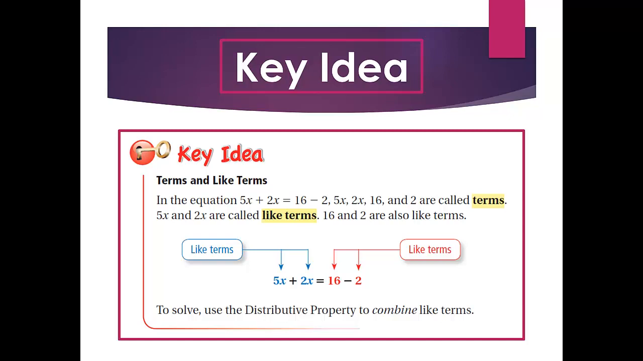Now we have a key idea for terms and like terms. In the equation 5x plus 2x equals 16 minus 2, 5x, 2x, 16, and 2 are called terms. 5x and 2x are called like terms. 16 and 2 are also like terms. To solve, use the distributive property to combine like terms.